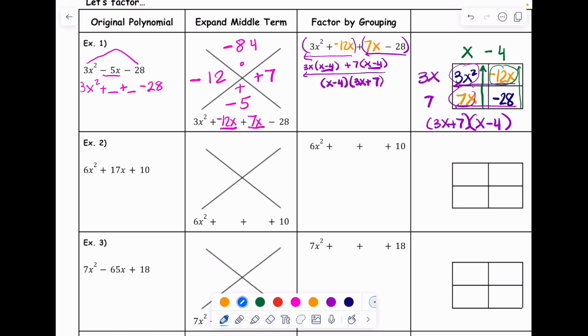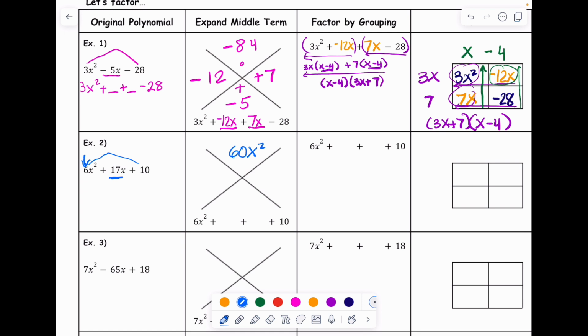All right, so the next thing that we have again is a leading coefficient that is not 1. So we're always going to check that, and we don't have anything in common. So what are we going to do? We're going to expand this 17x. The way we expand it is we take the first times the last, and we put 60x squared here.